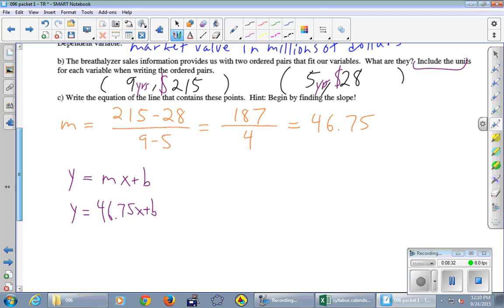And then we'll plug in. You could pick either point. If I have a choice and one of them involves smaller numbers, I'm picking that one every time. So I'm going to pick 5 and 28. So which one becomes the y? 28 equals 46.75 times how much? Times 5 plus the b.